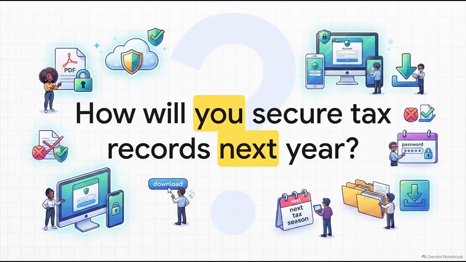So, we've covered the why, the where, and the how of fixing that pesky AGI rejection, which brings me to my final question for you. What steps will you take today to secure your tax records for next year? Seriously, go download that PDF, set up that online account, and give yourself the gift of an easy, rejection-free tax season next time around.